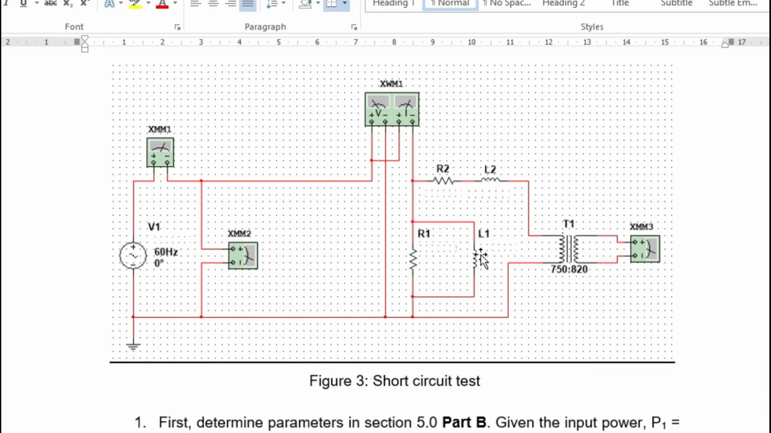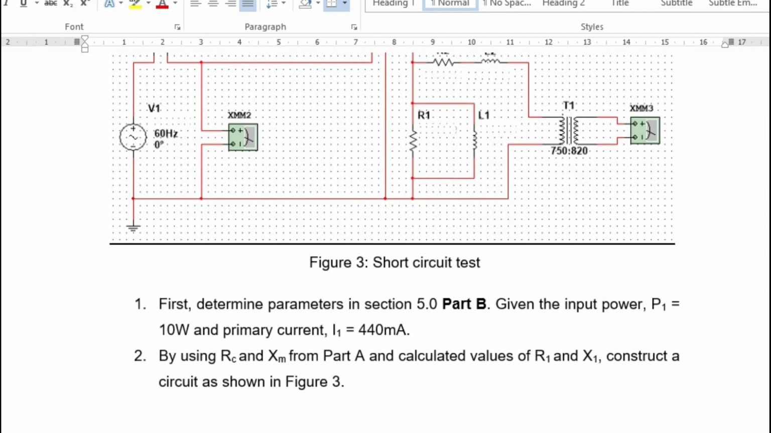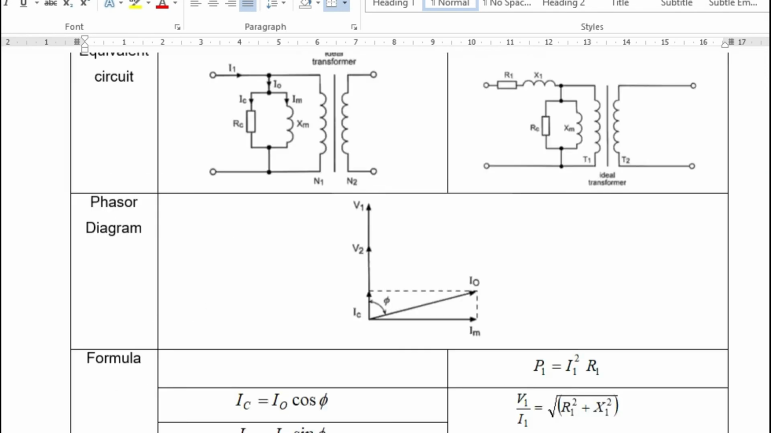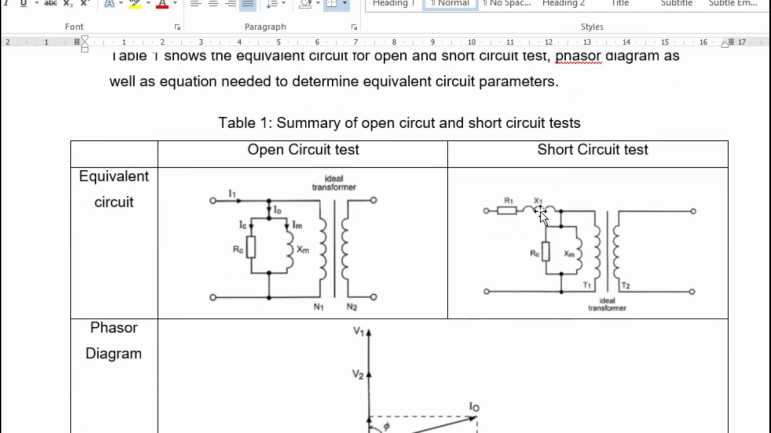For the short circuit, a new value of power is given, which is 10 watts, and the primary current is 440 milliamperes. By using RC and XM that we already calculated, we find R1 and X1, which are R2 and L2. You can see this from the short circuit equivalent circuit, R1 and X1.